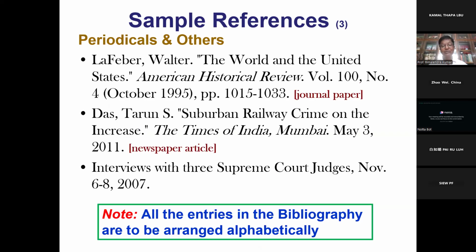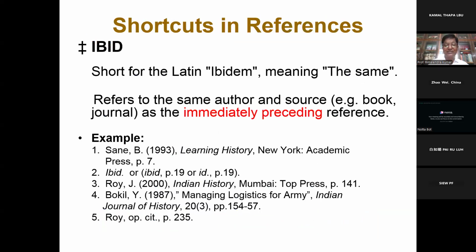In this case, all the entries in the bibliography are to be arranged alphabetically. So when you are arranging the primary sources, the books and texts, you have to put them alphabetically. All the entries can be done this way.